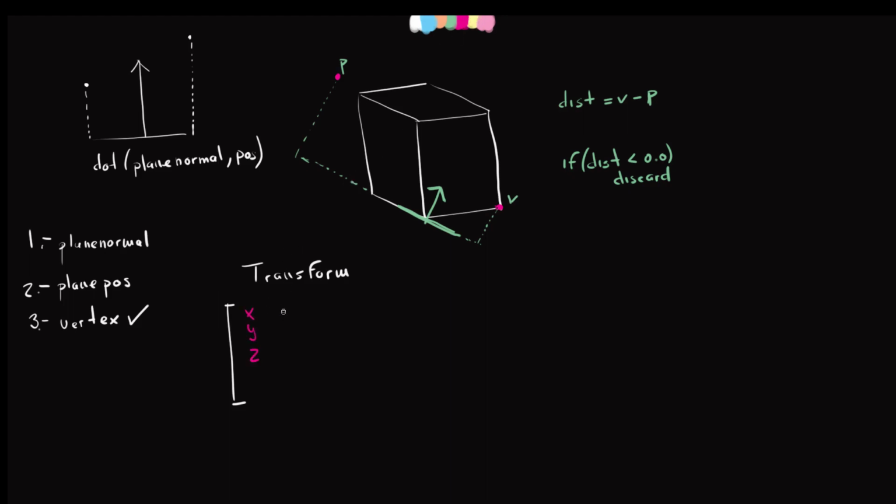The transform is a 4x4 matrix that contains 3 columns or base vectors, x, y, and z. And finally has a position vector. We can take any of the 3 basis vectors as the plane normal. And the last vector for the plane position.